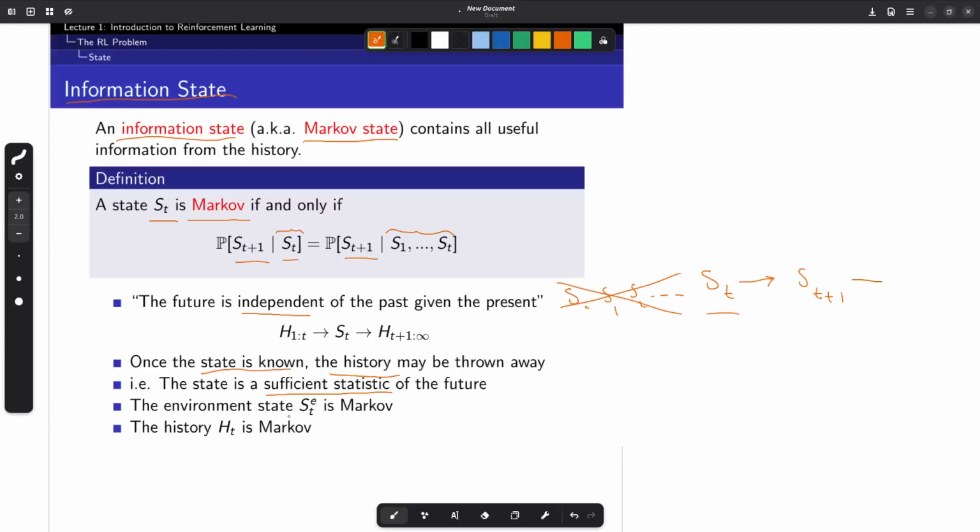By definition, the environment state is Markov, because we know that the environment chooses the next state based on the current state. So by definition, it would be Markov. And also, if we choose all of the history, it would also be Markov, again by definition.